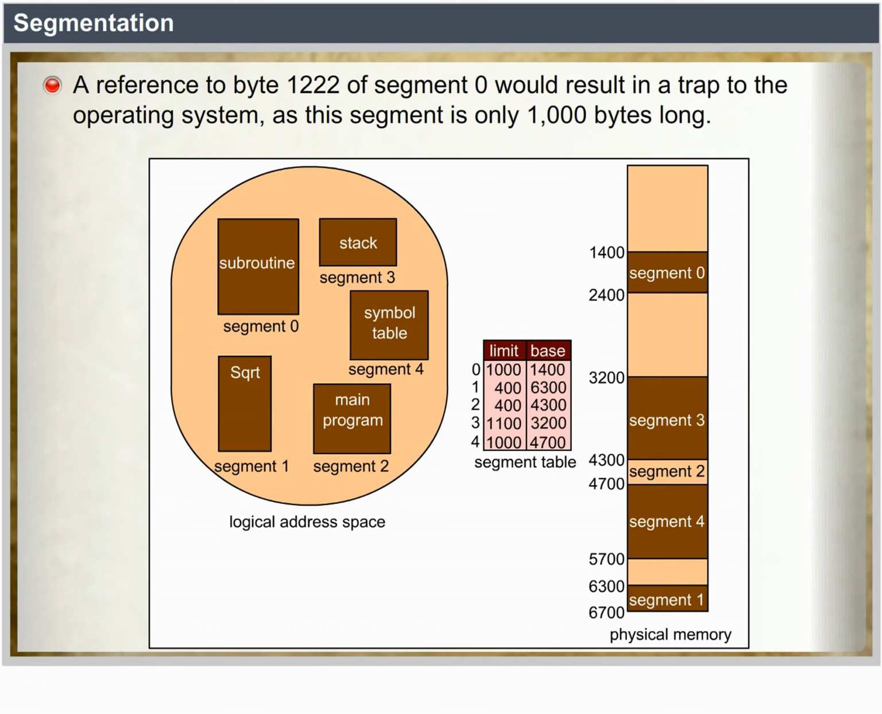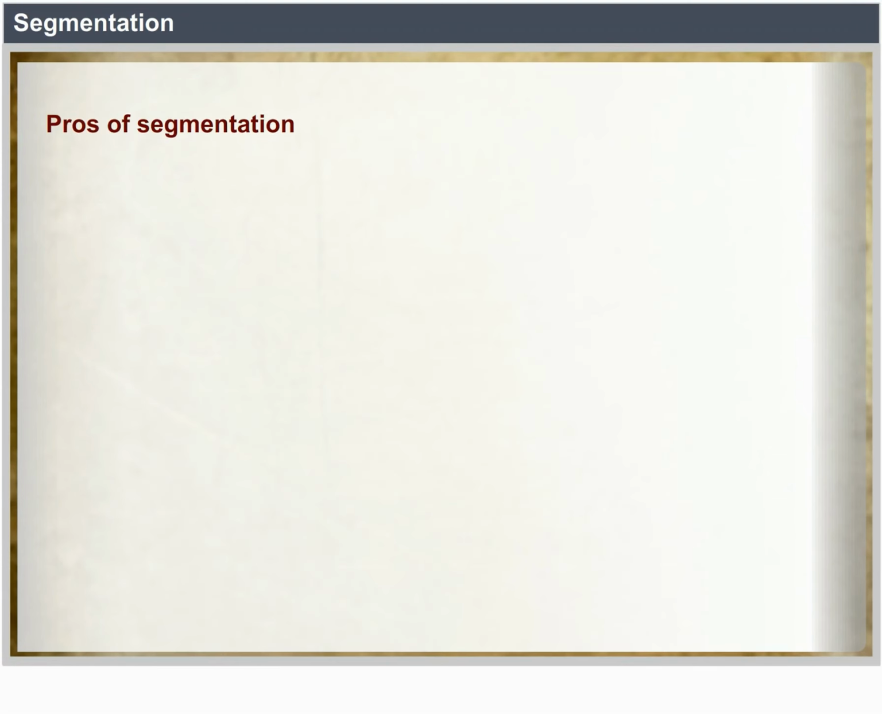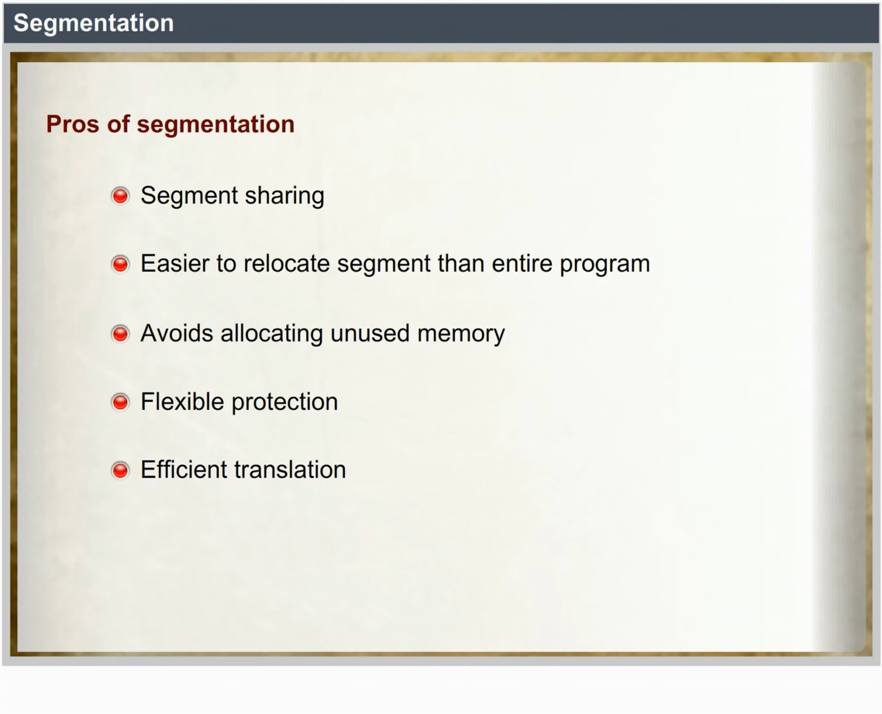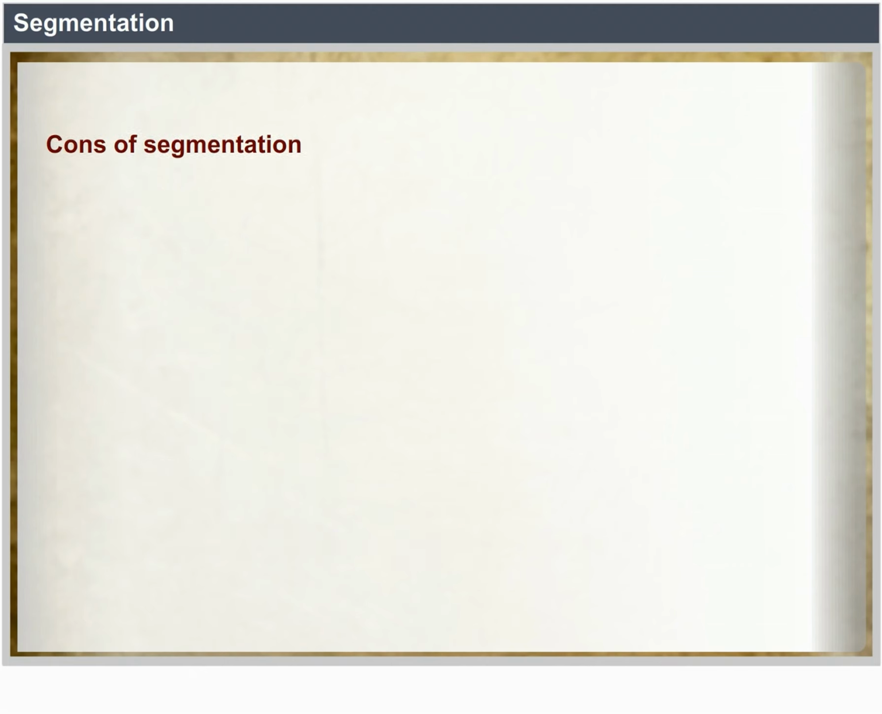Pros of segmentation. Segment sharing. Easier to relocate a segment than an entire program. Avoids allocating unused memory. Flexible protection. Efficient translation: the segment table is small and fits in the MMU. Cons of segmentation. Segments have variable lengths. How to fit? Segments can be large. Fragmentation.